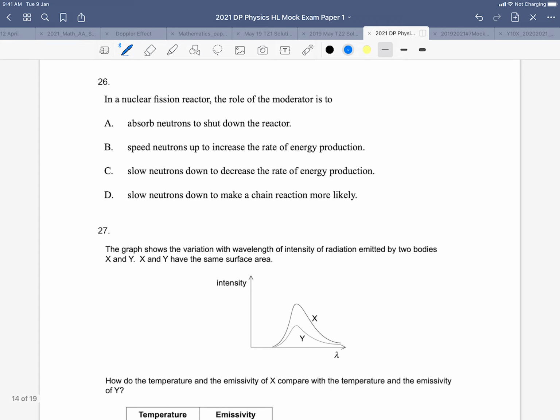In a nuclear fission reactor, the moderator. They love asking about the moderator. And what is the role of the moderator? It needs to slow the neutrons down to increase the chance of fission occurring. Okay, so to make the chain reaction more likely.